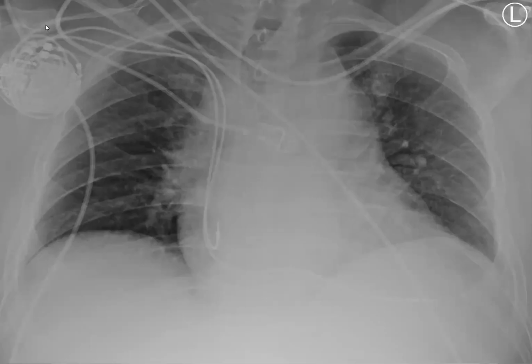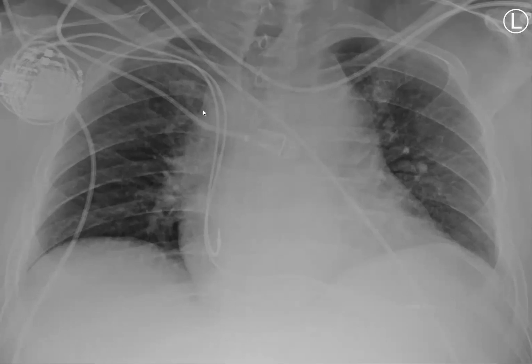This chest X-ray shows a cardiac pacemaker device with the battery pack here in the right chest wall, and there are two leads, one projecting over the right atrium, the other projecting over the right ventricle. So this patient's leads were removed, and a subsequent examination was performed to see if there was any residual broken fragment of the lead that was left behind.